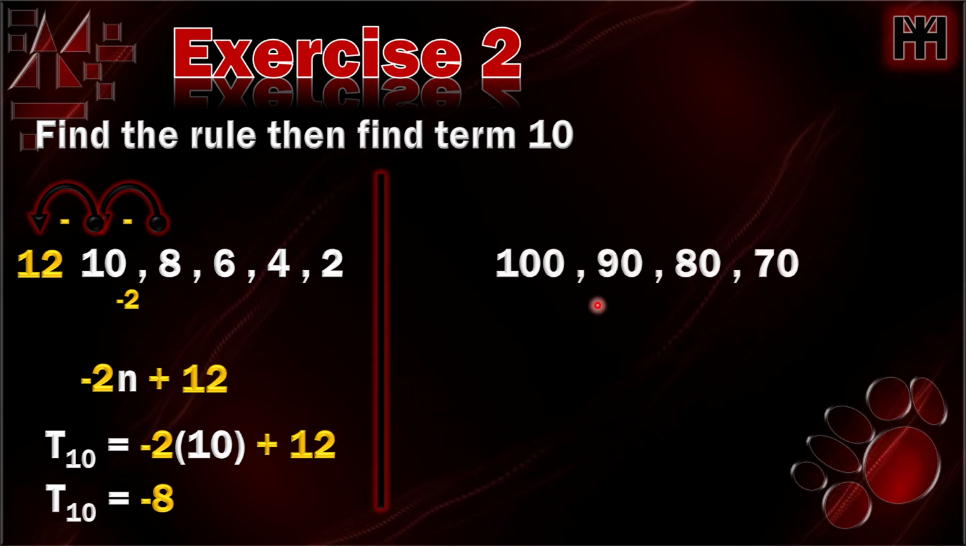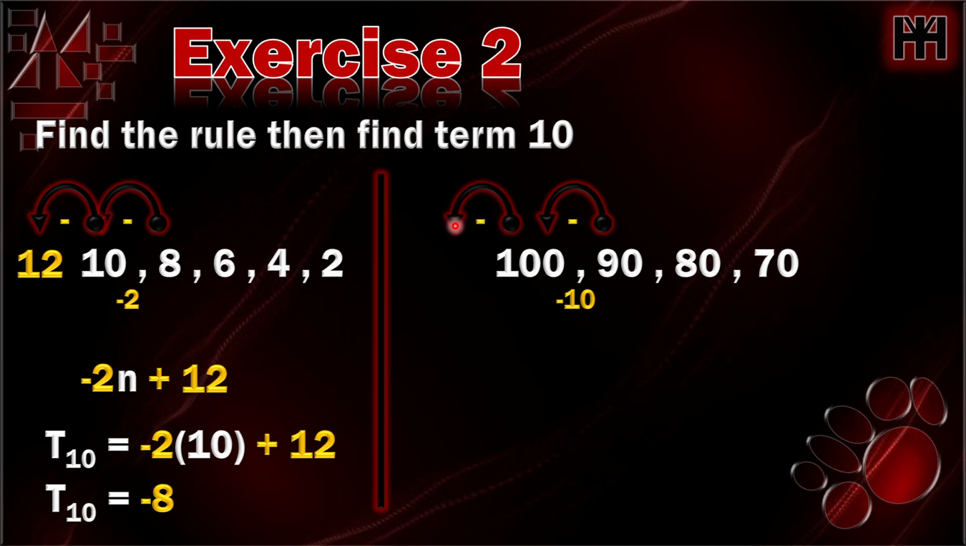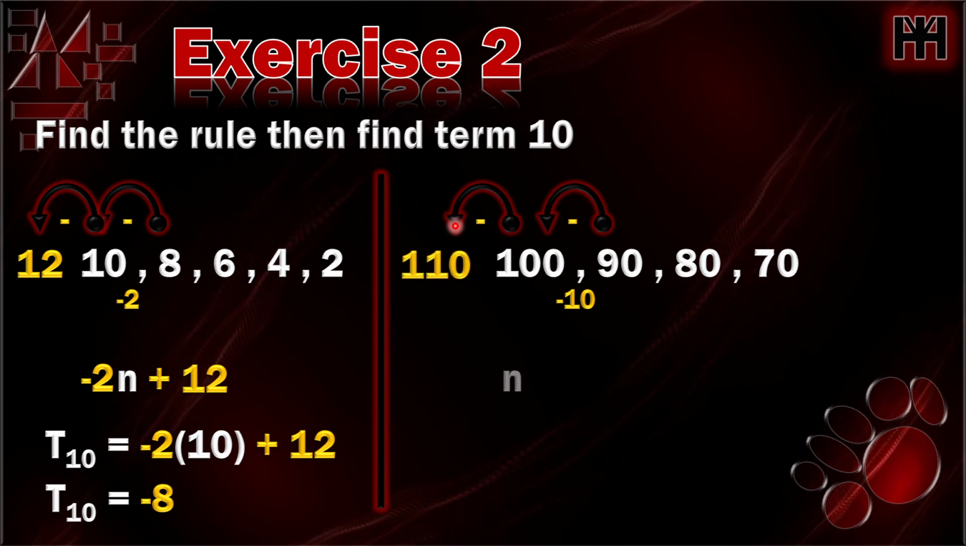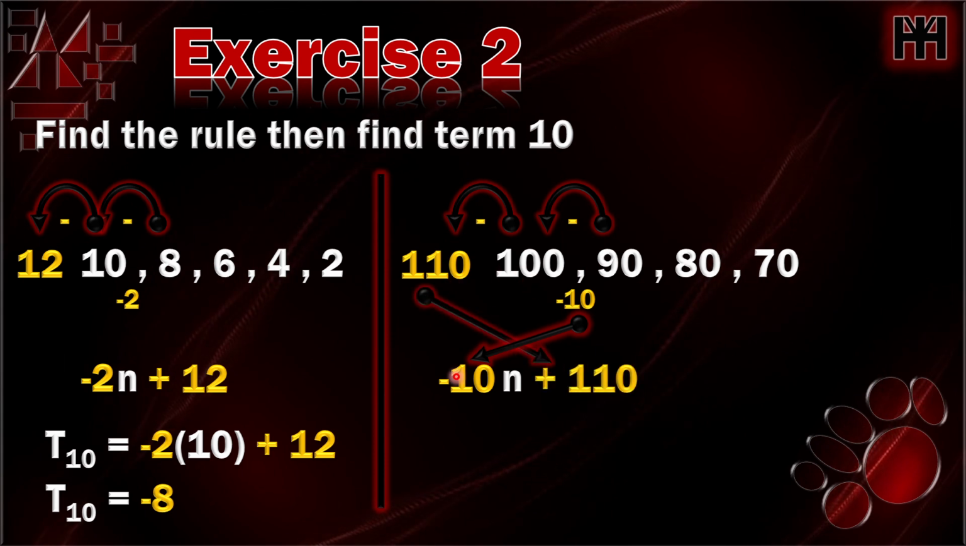Okay, we have 100, 90, 80, and 70. So first we will subtract the first number from the second number. So we have 90 minus 100. So it will be negative 10. Then subtract 100 minus negative 10. As if you are saying 100 plus 10, minus minus becomes plus. So it will be 110. Then write the n. Put the negative 10 in front of the n. Then 110 after the n, so it will be plus 110 as it's positive. So we have negative 10n plus 110.